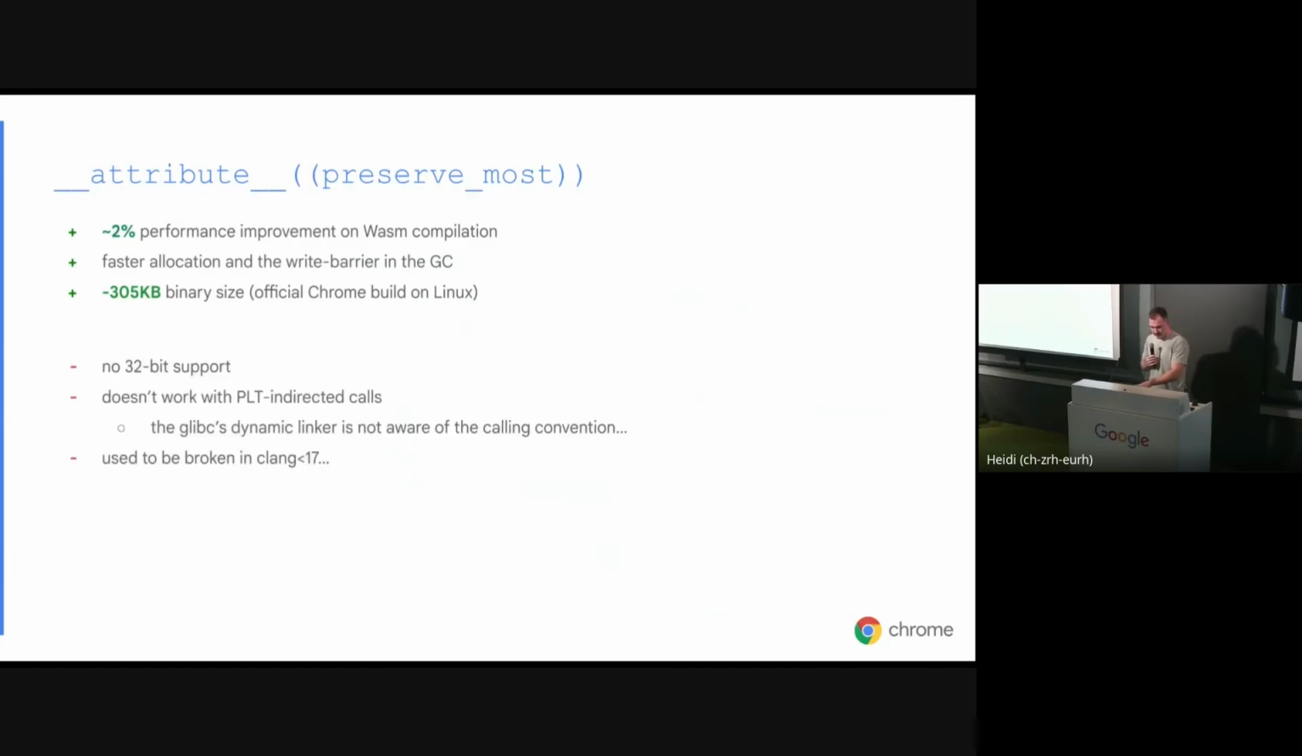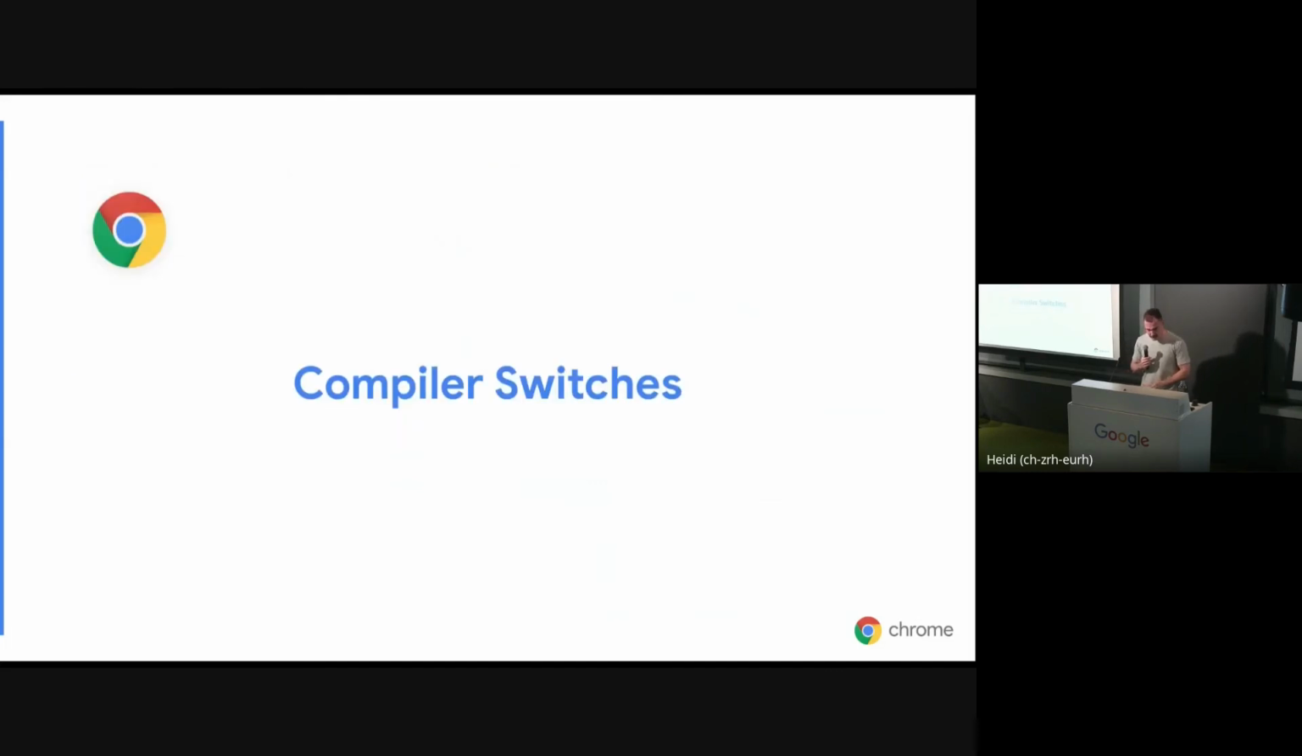So that's great. And the issue is that there is no 32-bit support for this calling convention. It doesn't work with built-in directed calls, with calls across shared libraries, because at least the glibc's dynamic linker is not aware of this calling convention. Maybe in other dynamic linkers it works, I don't know. So we don't enable it on non-static builds. And it used to be broken in some relatively old versions of Clang, and I actually had to fix it there. Right. So let's talk about compiler switches.